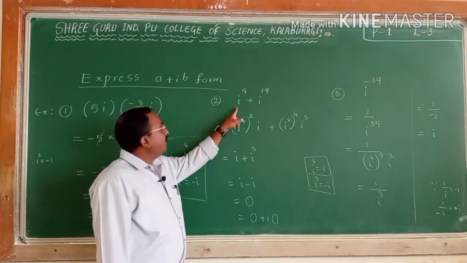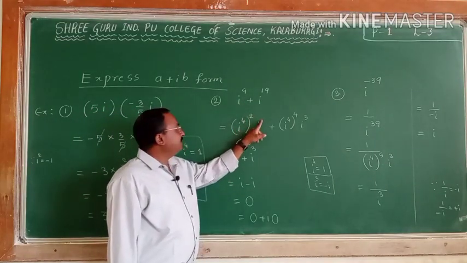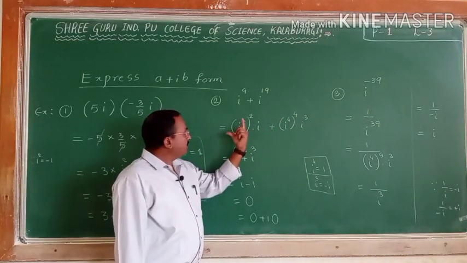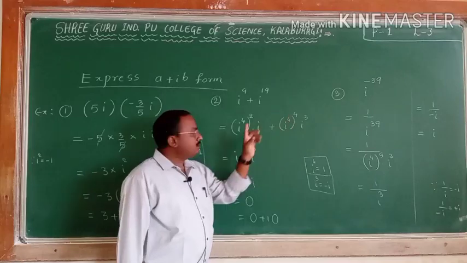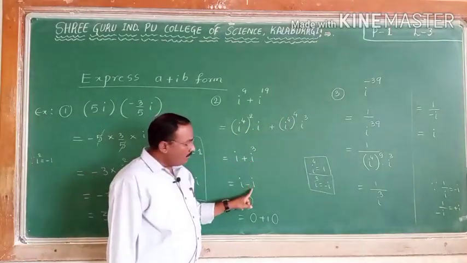Next, i power 19. 4 2s are 8, remainder is 1. 4 4s are 16, remainder is 3. This value is always 1. Understood? 1 into i, 1 into i cubed value, minus i.